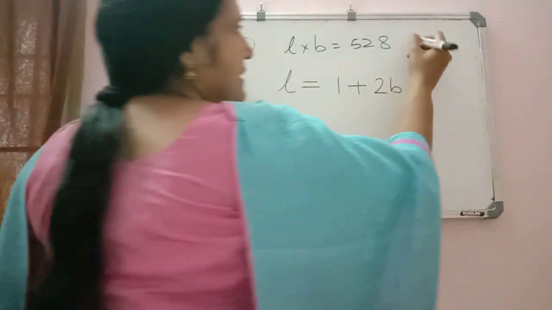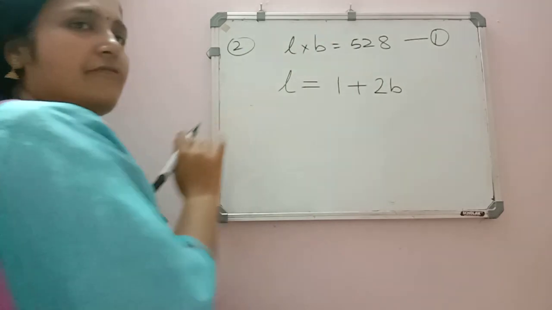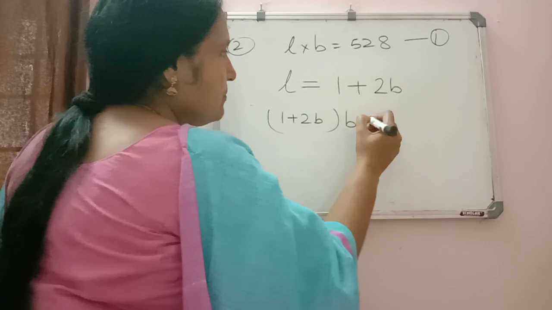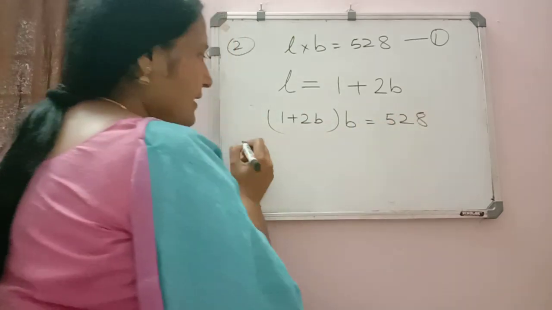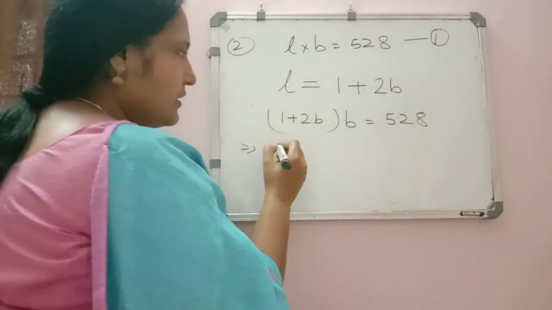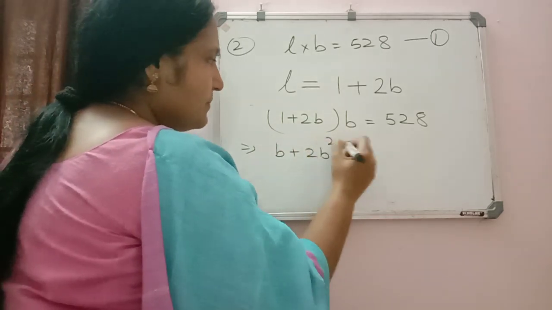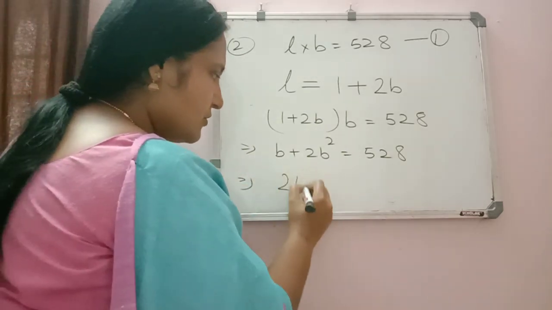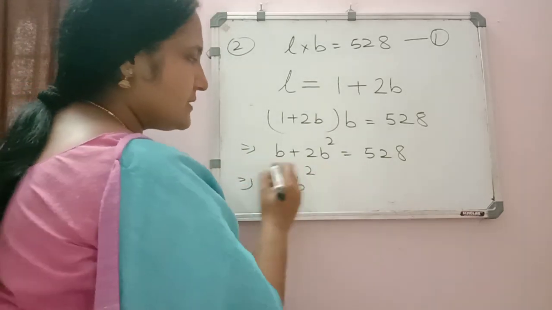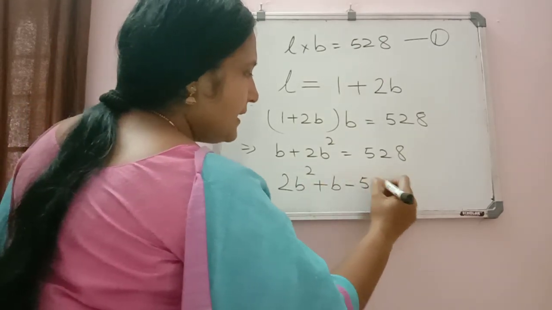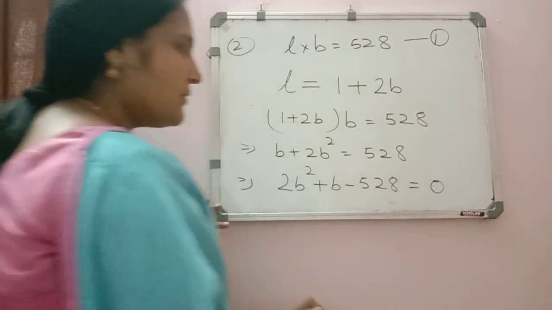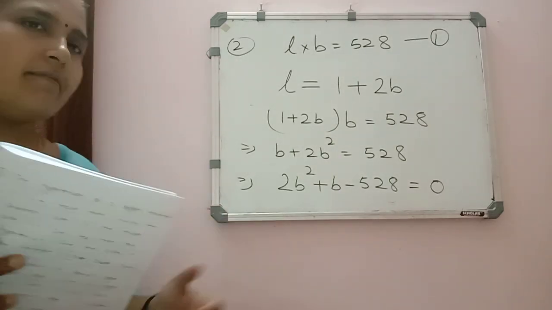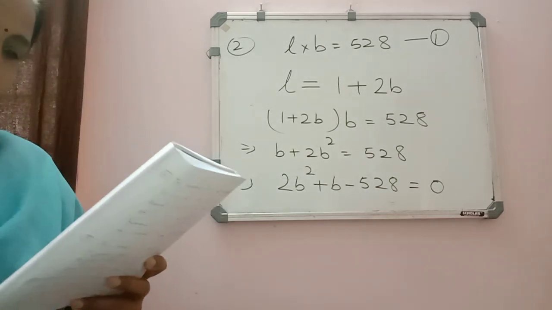Now what we will do? We will substitute the value of L in the first equation. So it will be (1 plus 2B) into B is equal to 528. Again we will multiply it. So it will be B plus 2B square is equal to 528. Shift 528 also to the left hand side and arrange the equation. So 2B square plus B minus 528 is equal to 0. Once again we got a quadratic equation. Hope all have started solving this equation. Please solve fast.